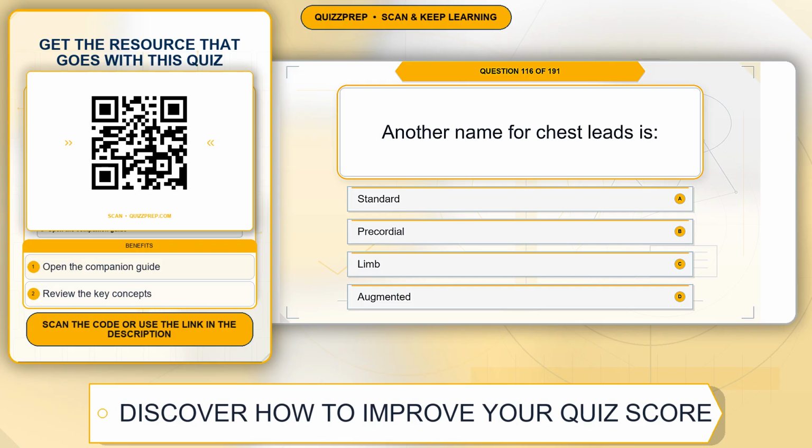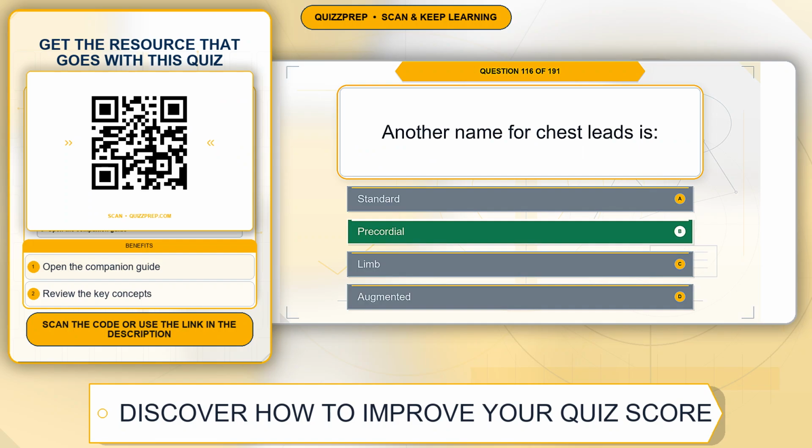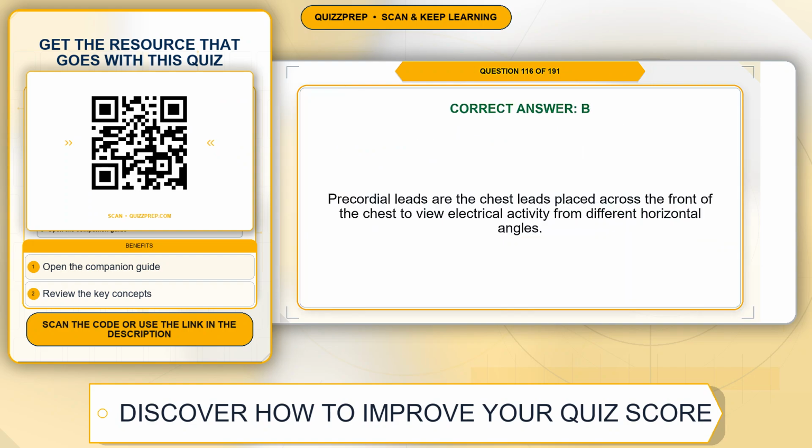Question 116. Another name for chest leads is: Option A, standard. Option B, precordial. Option C, limb. Option D, augmented. The correct answer is option B, precordial. Explanation: precordial leads are the chest leads placed across the front of the chest to view electrical activity from different horizontal angles.